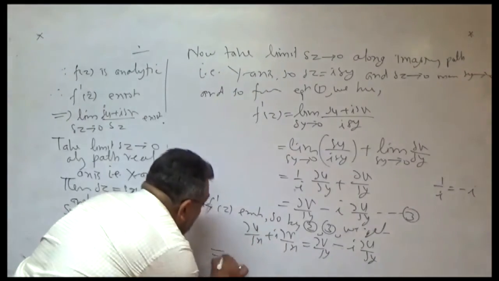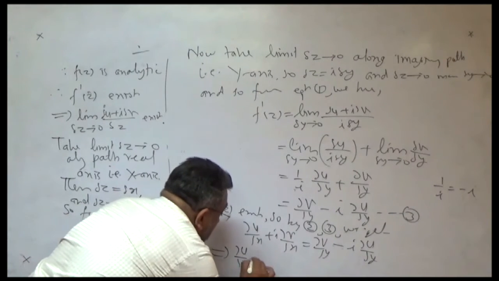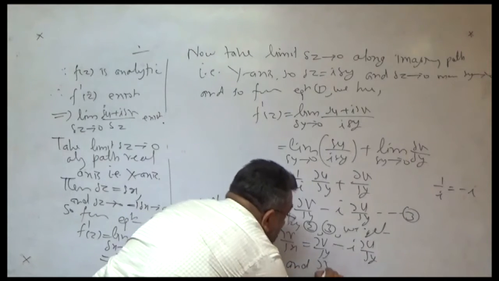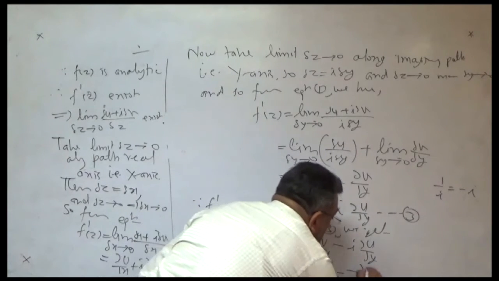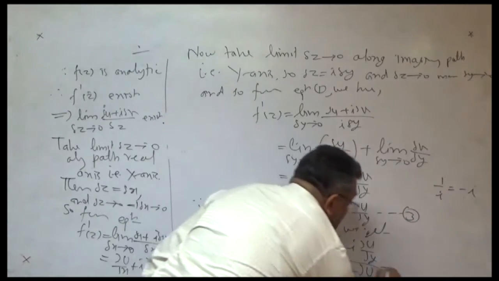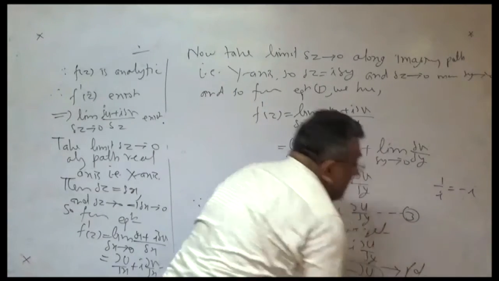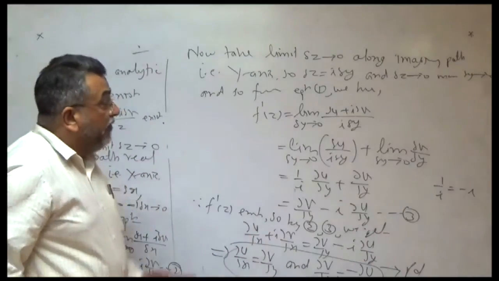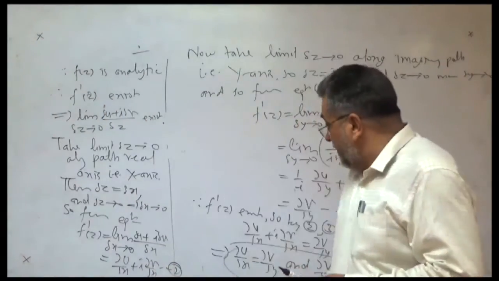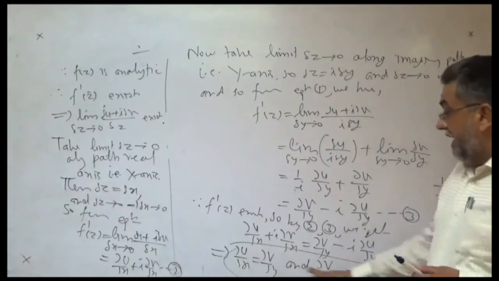And now taking real and imaginary part, we get del u by del x equal to del v by del y and del v by del x equal to minus del u by del y. And that is your proof. These are your CR equations. Now necessary condition is proved. If function f(z) equal to u plus iv is analytic, then these equations are satisfied.